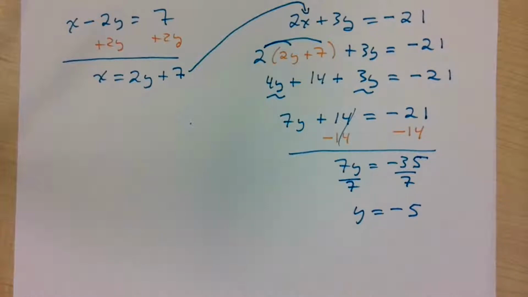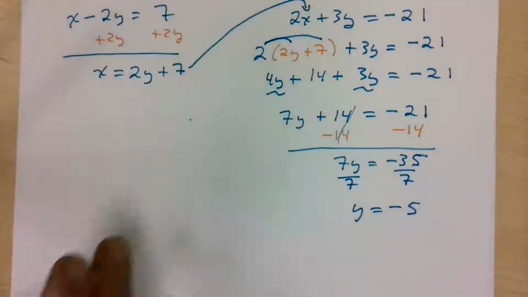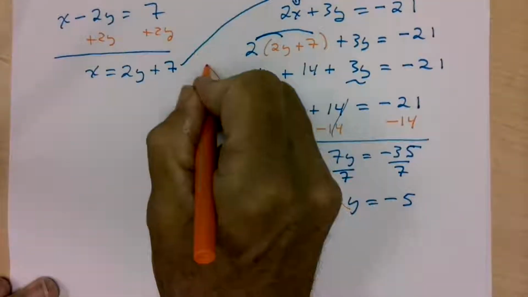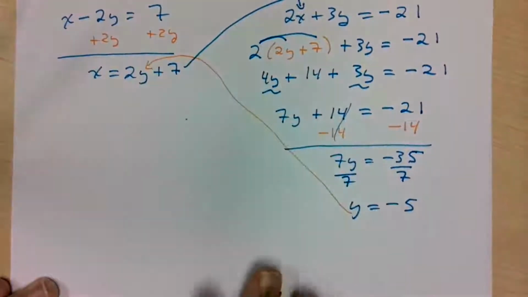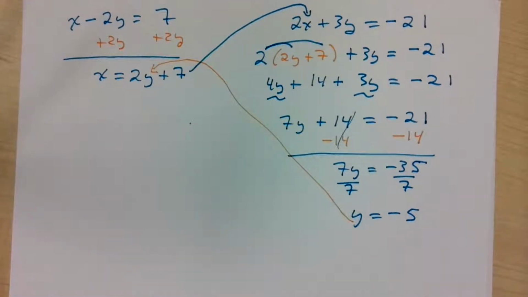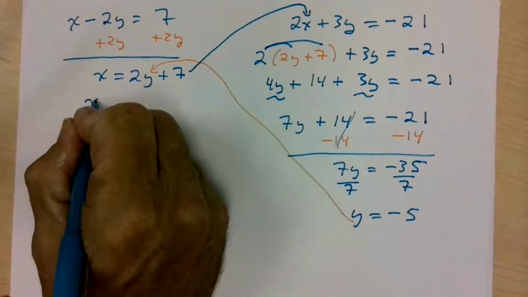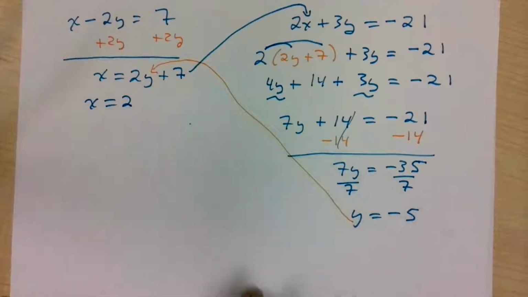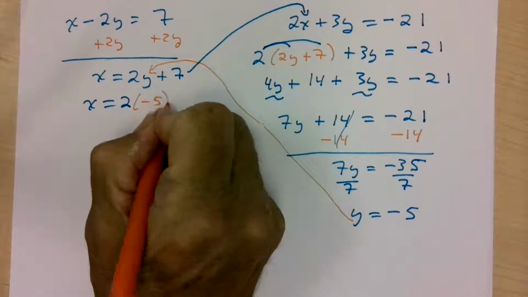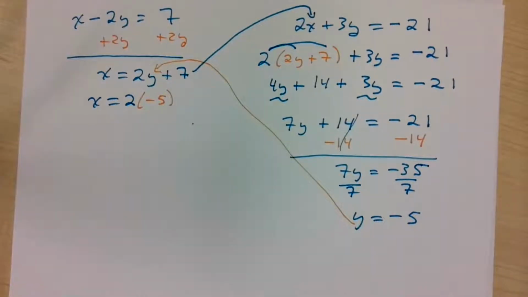And then we're going to go ahead and substitute that y into this equation. So this y equals negative 5 comes up here and goes in for that y. So I have x equals 2 times y plus 7. So x equals 2 times the y value, which is negative 5, plus 7.